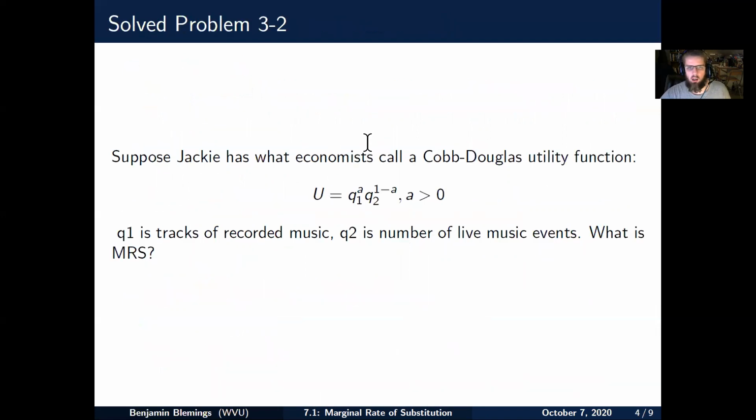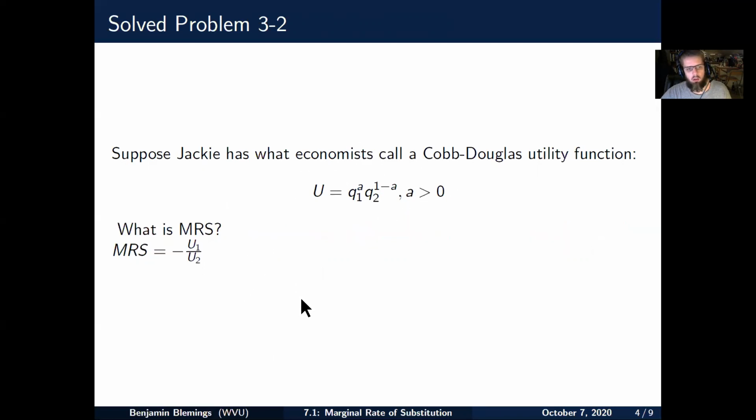So suppose Jackie has what economists call a Cobb-Douglas utility function. This is utility equals good 1 to the a power times good 2 to the 1 minus a power, where a is greater than 0 and is a positive constant. So let's consider q1 tracks of recorded music and q2 number of live music events. We want to know what is the marginal rate of substitution for this utility function here. And so we know that the marginal rate of substitution from the last slide is just the negative of the ratio of marginal utilities. And so what we're going to need to do is differentiate this function with respect to good 1 and with respect to good 2.